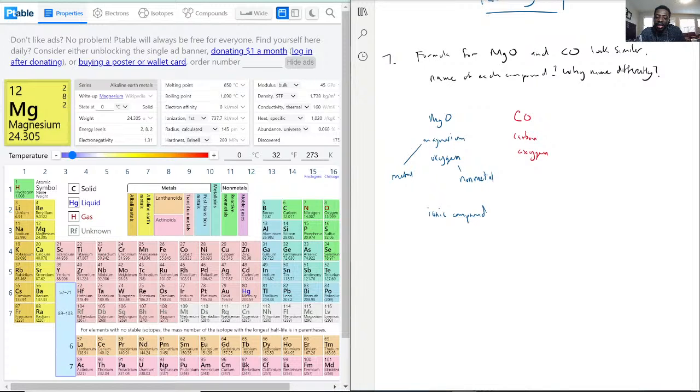Okay, and carbon is a non-metal. And oxygen, as we discussed, is also a non-metal. So now we have two non-metals attached to each other. This is a covalent compound.